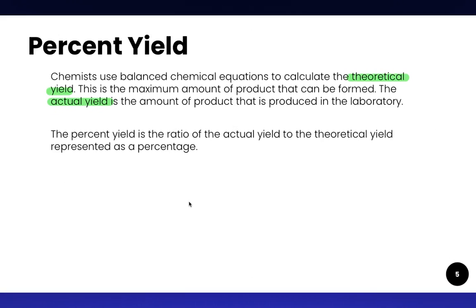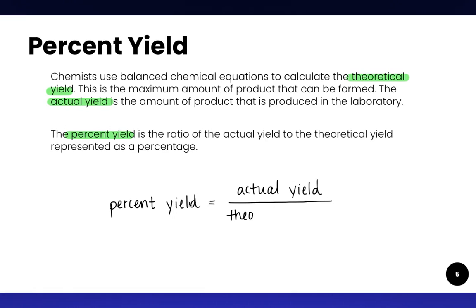You use those numbers, the theoretical yield and the actual yield, to calculate the percent yield for a reaction. So that's the ratio of actual yield to theoretical yield represented as a percentage. Here, you're going to want to put this down in your notes. This is the percent yield formula. Okay, so we're going to use that formula in the next couple of examples.